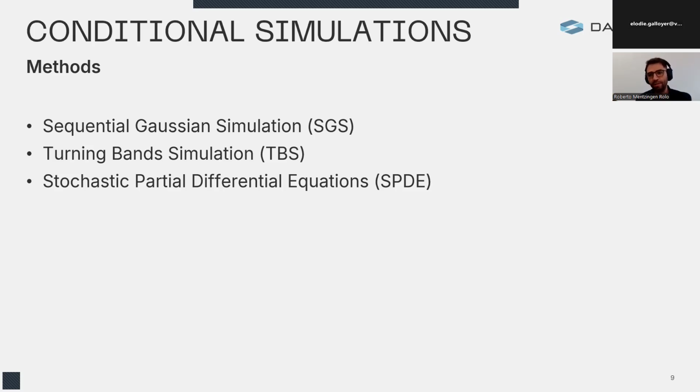And finally, the stochastic partial differential equations, or SPDE, is another powerful simulation method, and it has the added benefit of handling local varying anisotropy in a more elegant and flexible way than SGS. And turning bands cannot handle local varying anisotropy by design.